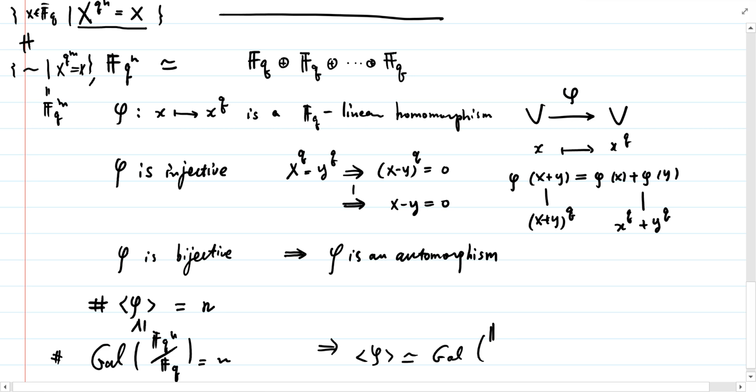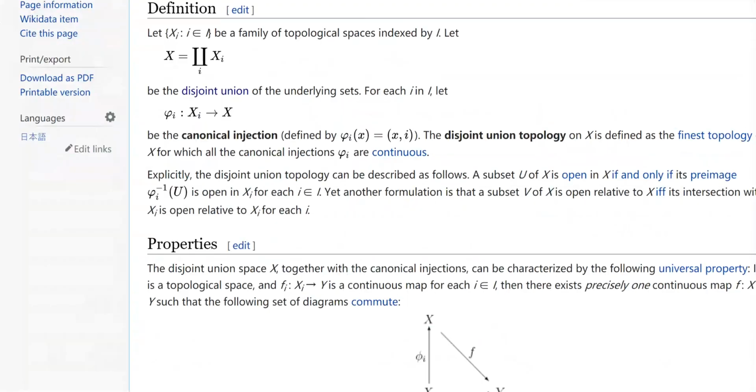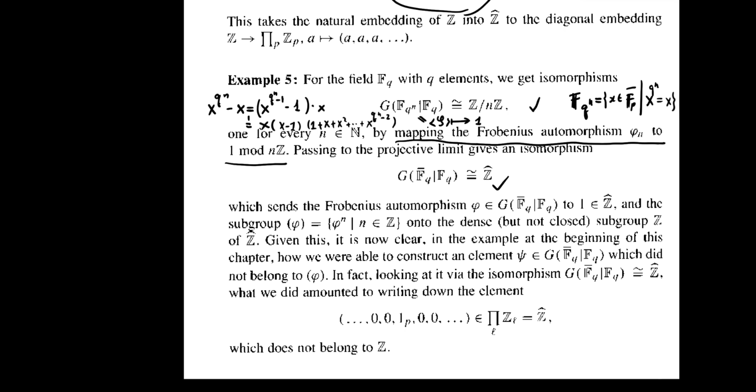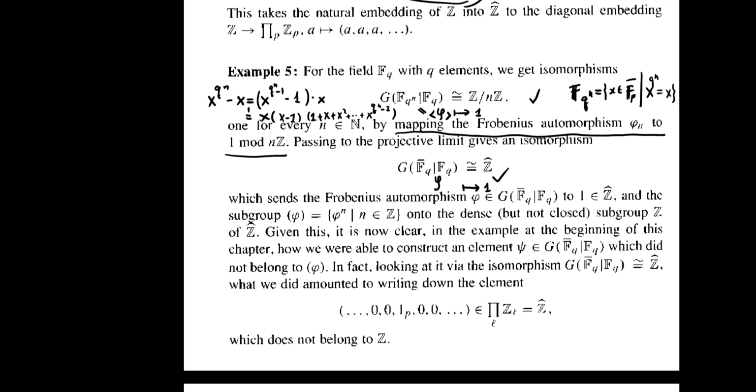This is not a very direct proof. It's winding here and we're hiding something. And when we pass into the limit, we send the Frobenius automorphism to identity, and then this projective limit, to say this, this is called a topological generator.